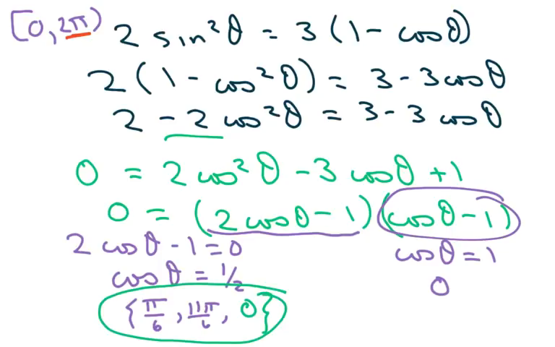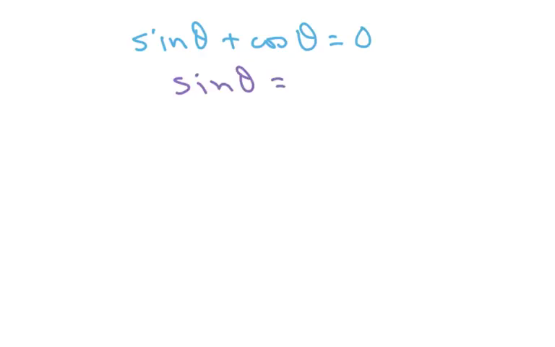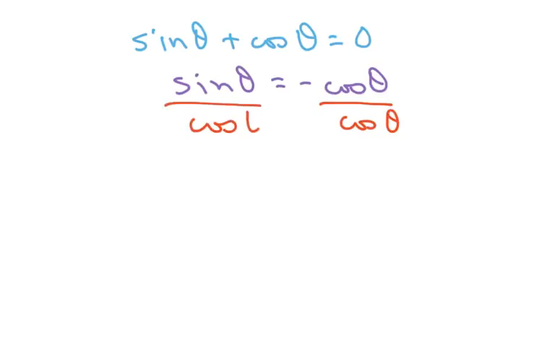And the last one we have is sine of theta plus cosine of theta equals 0. So I'm going to subtract cosine from both sides. And I'm going to divide both sides by cosine. So you get tan of theta equals -1.